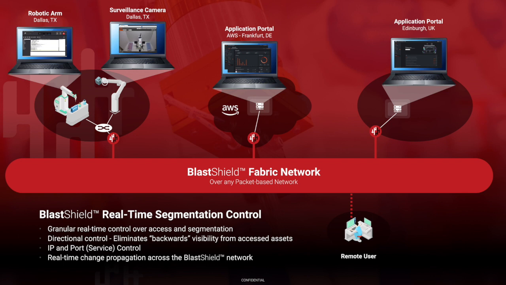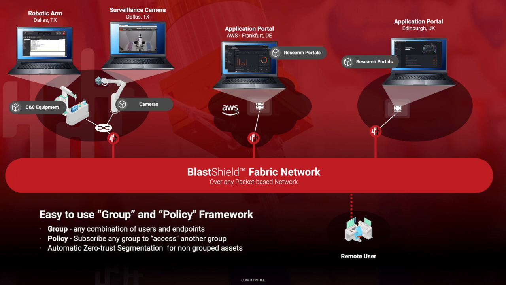in real time. In this scenario, we're going to use a typical industrial environment where we would have a remote user that needs granular access into various assets that would include a robotic arm, in this case a surveillance camera, and then two applications residing in completely different locations, all running across a BlastShield fabric network.